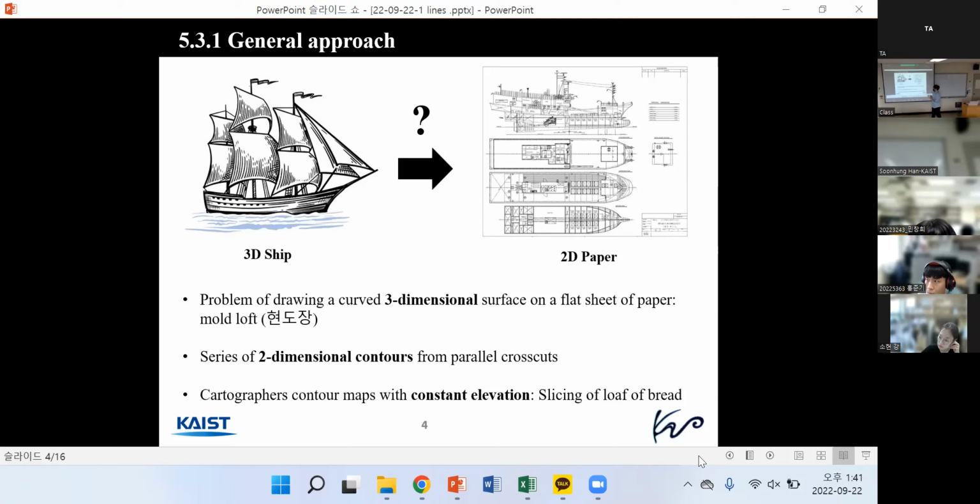A summary of this slide is given. First, the problem of drawing a curved three-dimensional surface on a flat sheet of paper. Second, a series of two-dimensional contours from parallel cross cuts based on imaginary virtual sections. Third, like a cartographic contour map with constant intervals. If you think of slicing a loaf of bread, maybe it will be easy to understand.